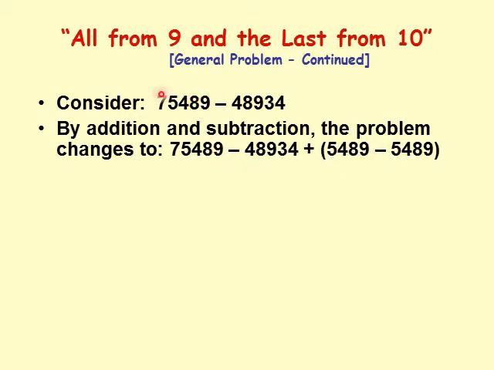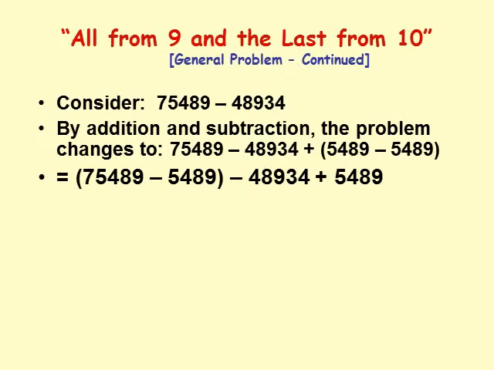We are trying to convert 75489 to 70,000. That means we regroup the minus 5489 with the 75489. So the regrouping is this: minus 48934 is still here, and this minus 5489 we regrouped with the 75489. So that's 70,000 minus 48934 and plus 5489, since 75489 minus 5489 is 70,000.